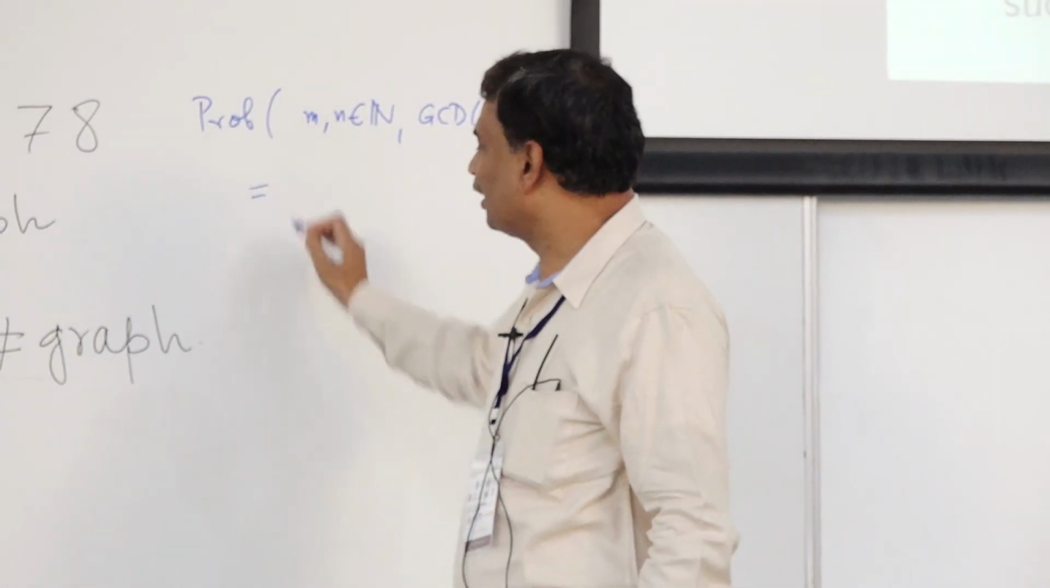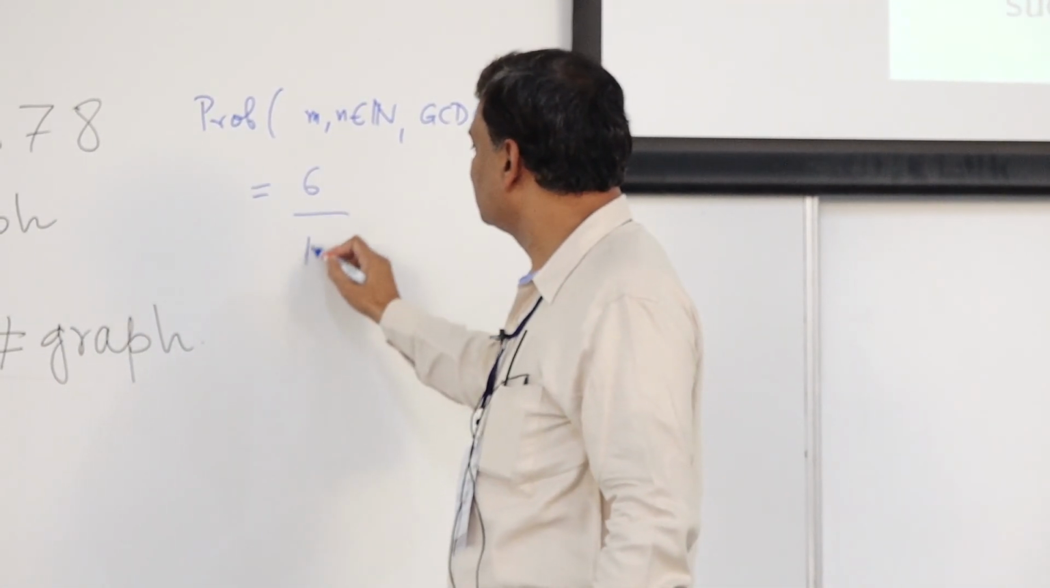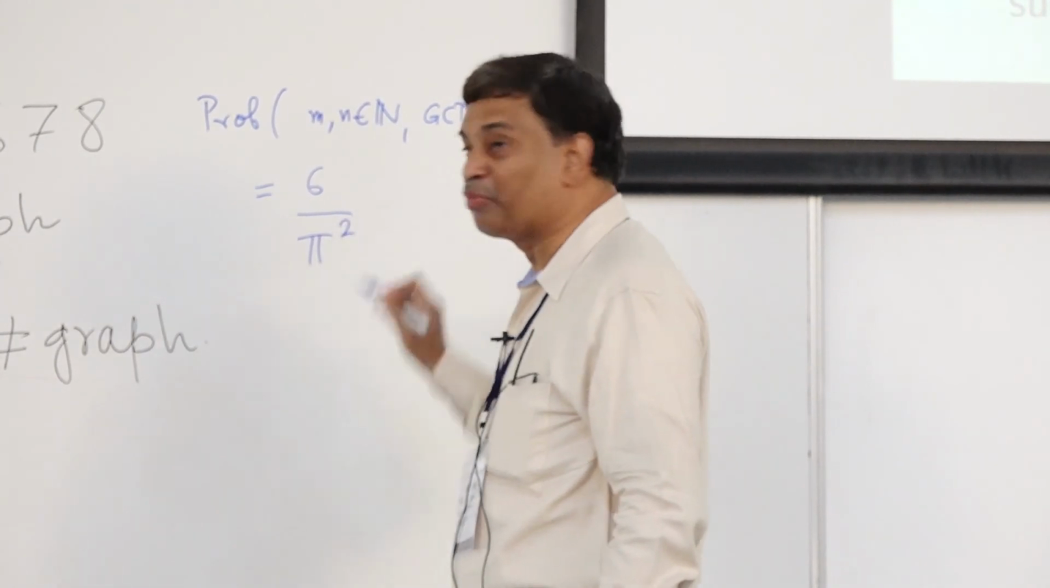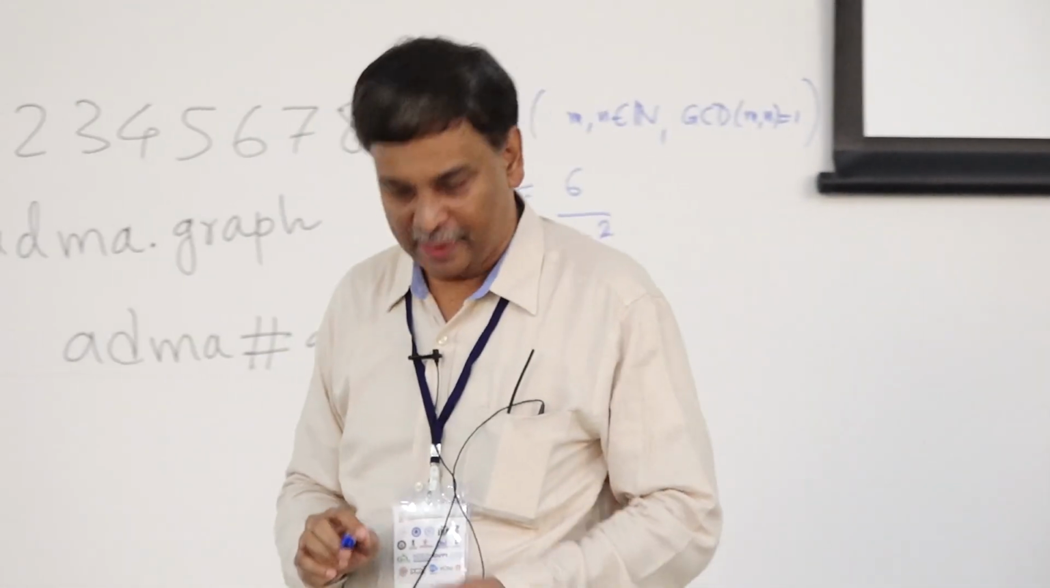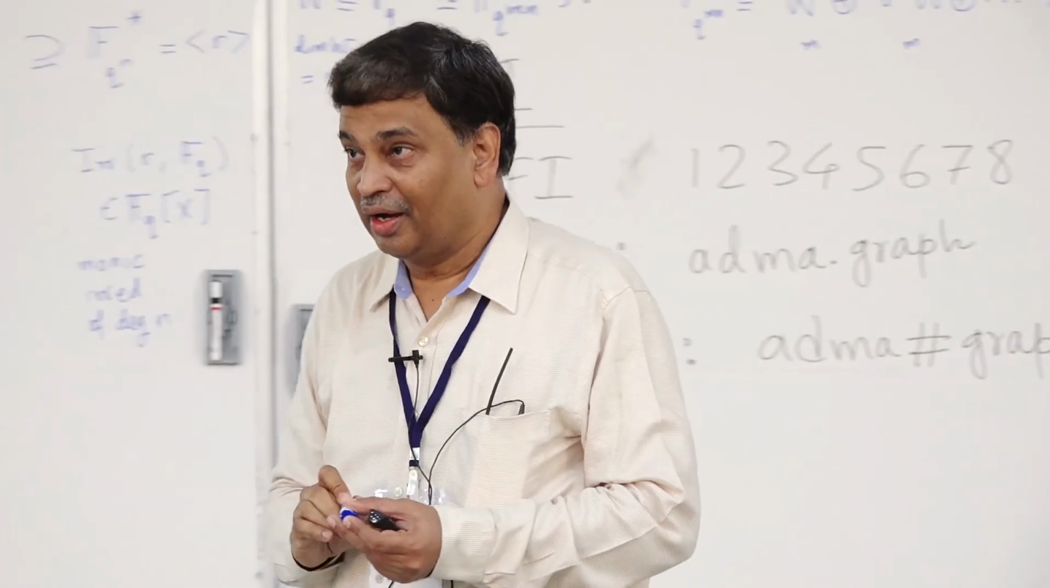This has a very interesting answer, which if you ask me in the question session, I will explain to you why it is true. The probability is 6 over pi square. It's a beautiful little thing.